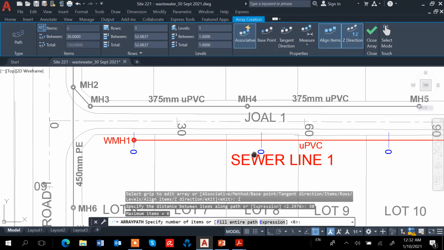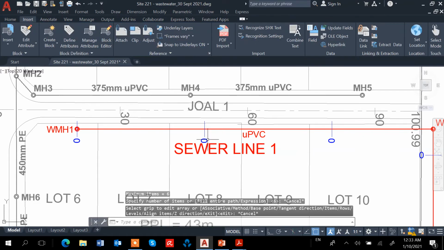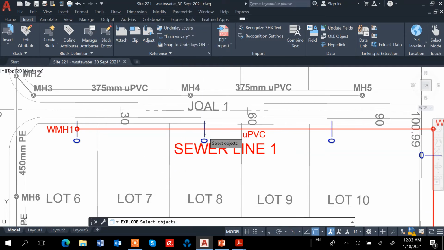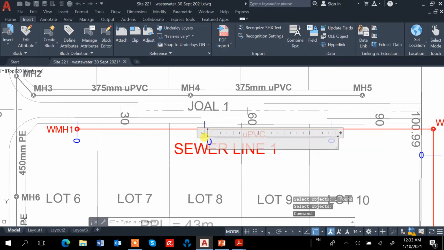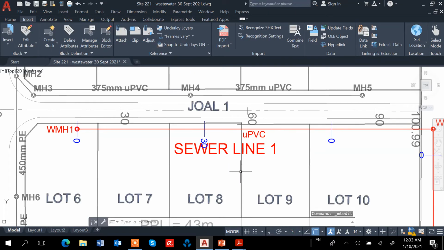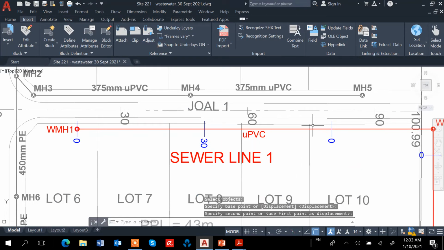So this one, I'm going to mark them up, like 0, 30, 60, 90, 120, and so on. So now there is one block. I can't do much with this one, so I need to explode it. Now you can change. So this one will be 30. So just move this one a bit further down.